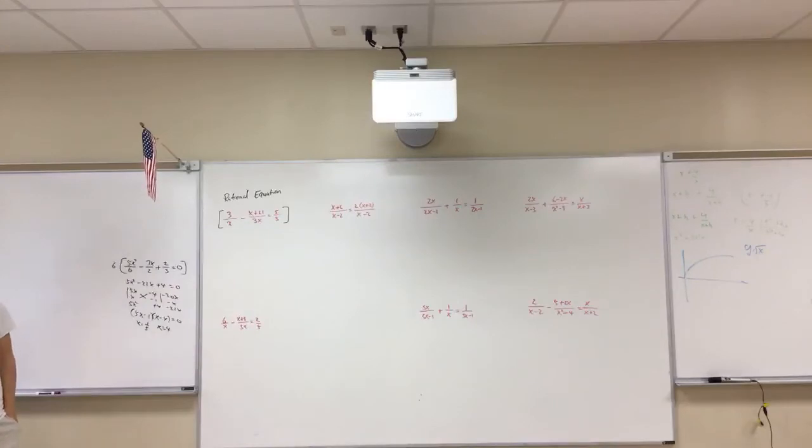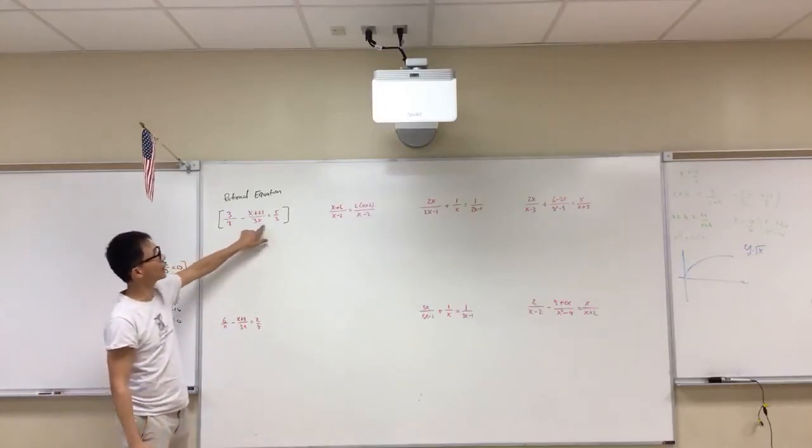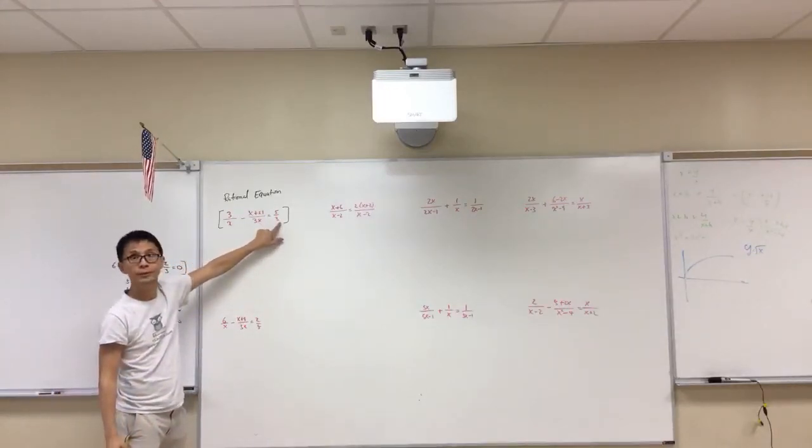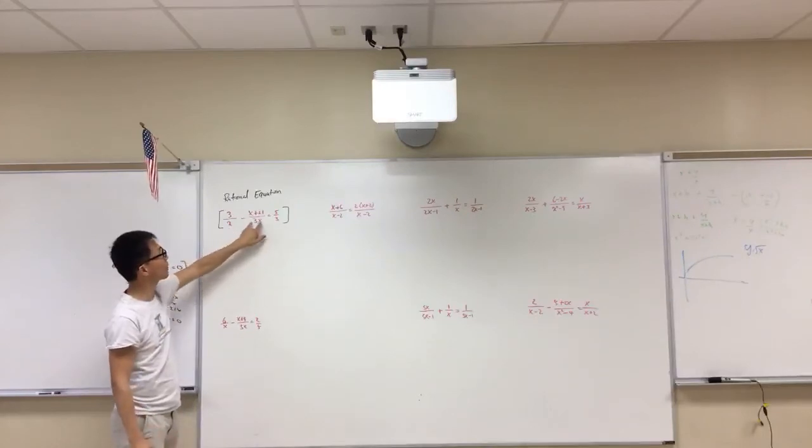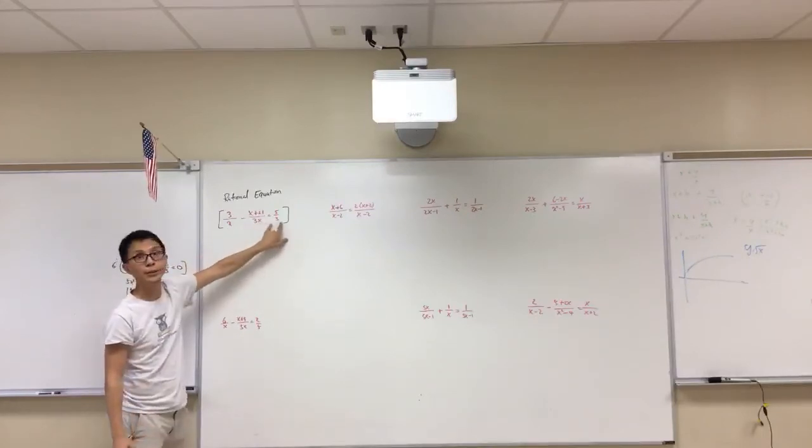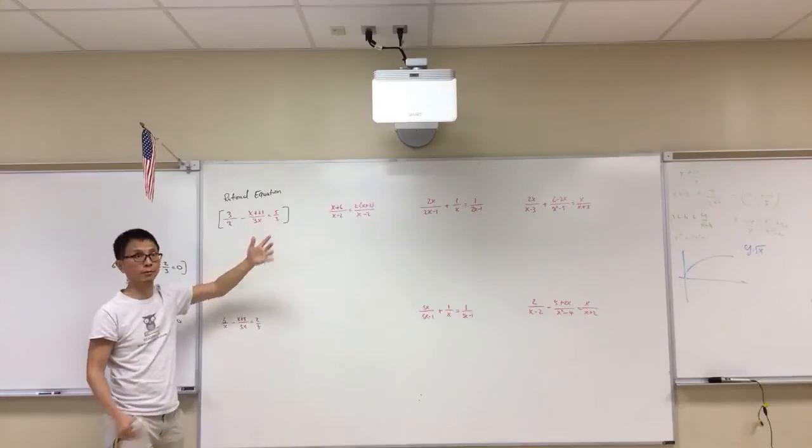Okay, so now apply the same logic. What do you think the common denominator between x, 3x, and 3 is? 3x. x, 3x, and 3. So they both have x, right? And they both have 3, so why don't I just say 3x?